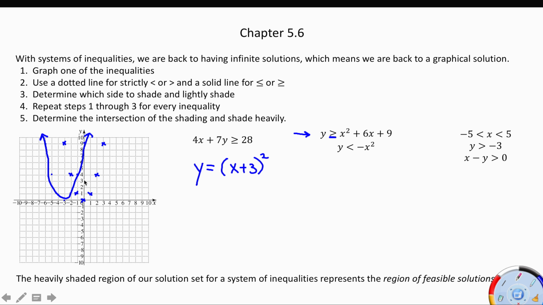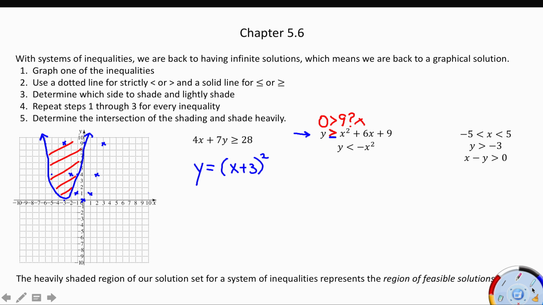Then I decide if I shade inside or outside. Again, I'm going to decide that by picking this point 0, 0 and plugging it in here. With the greater than, my question is: is 0 greater than 0 plus 0 plus 9? Is 0 greater than 9? No. So don't shade the region that has this point 0, 0 in it. I'm going to shade inside my parabola.